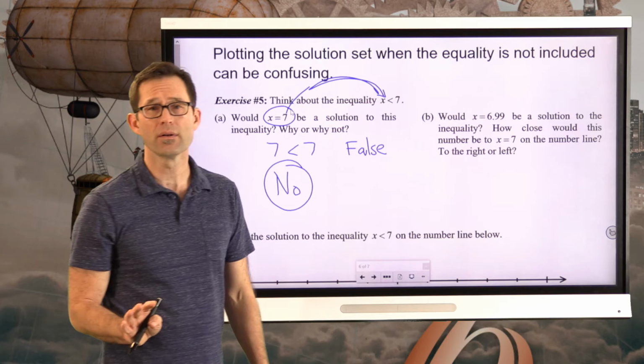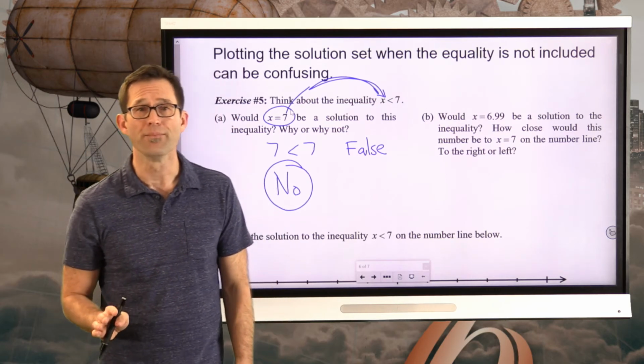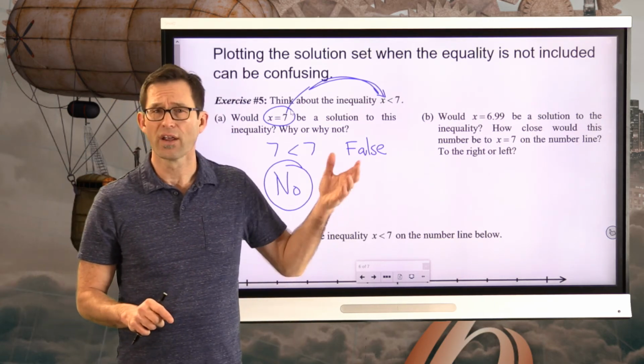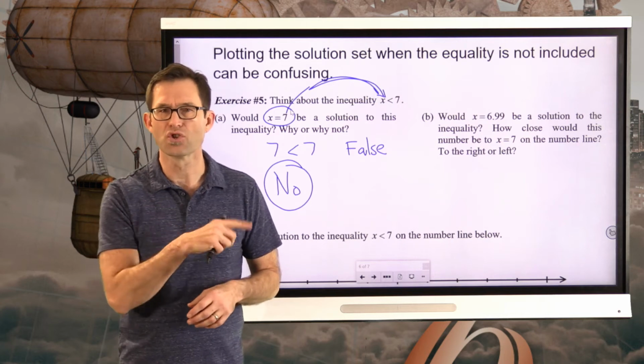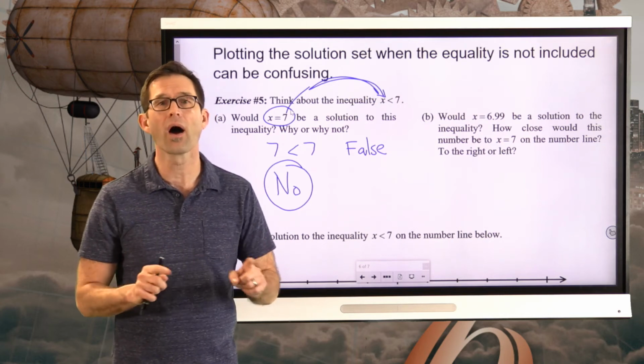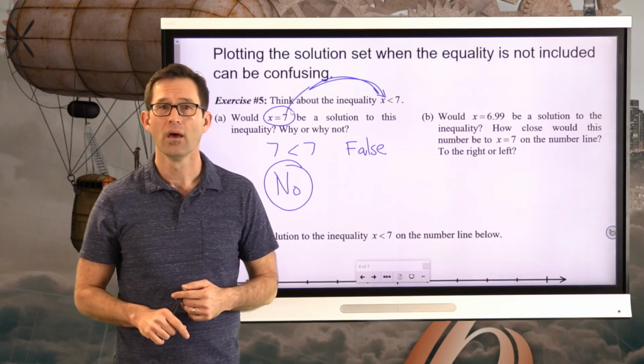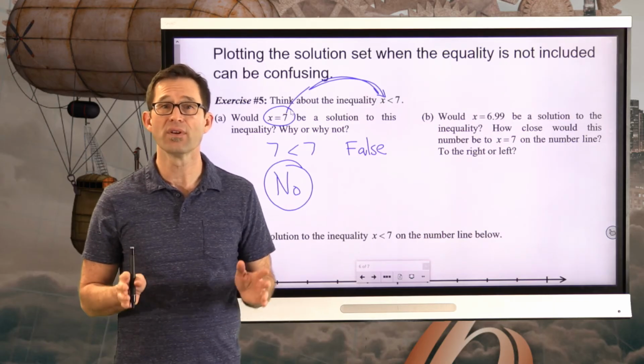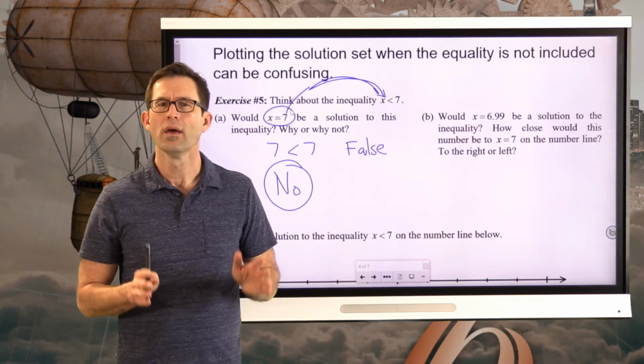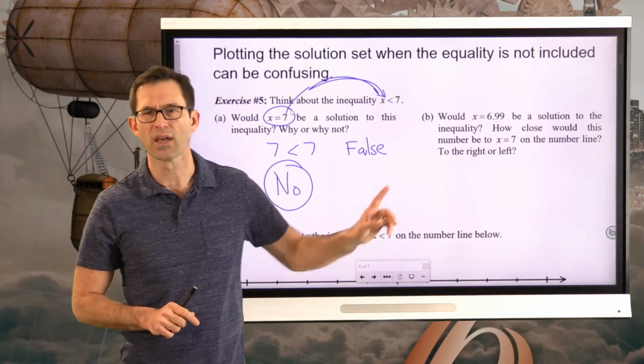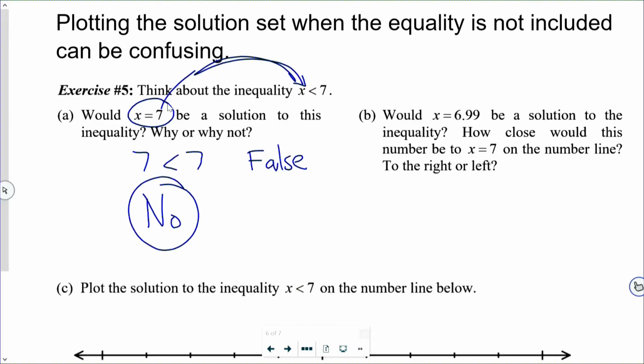So before we even go on to the rest of this problem, if I were to do that arrow business with shading and whatnot, I better not have 7 shaded. I better not indicate that 7 is part of the inequality. But here's where it gets a little confusing. Take a look at letter B. Would x equals 6.99 be a solution to the inequality? How close would this be to the number x equals 7 on the number line? And would it be to the right or the left?